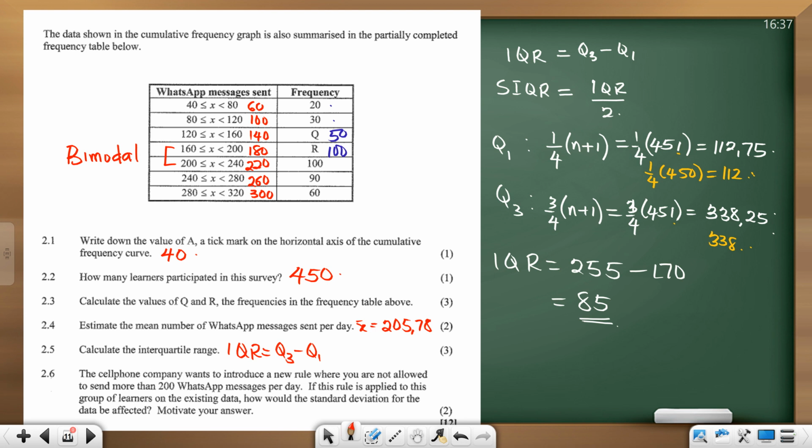The cell phone company wants to introduce what? A new rule. How to send what? Number of messages per rule.